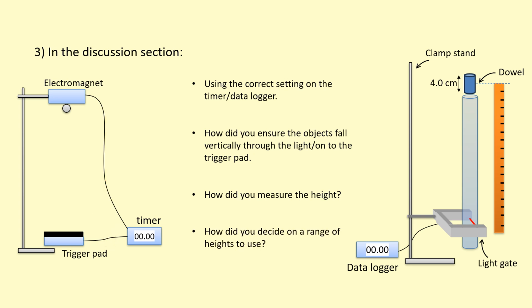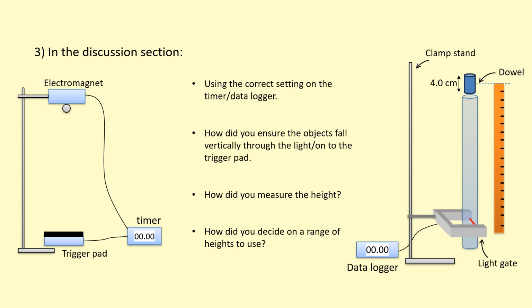Finally, you want to discuss how you decided on the range of heights to use during this practical. So you can't use really large heights. For example, you can't use heights larger than 1 meter, because in that case, the ball is going to accelerate to a higher velocity, and that means there's going to be more air resistance on it. And if there's more air resistance, that's going to affect the acceleration due to gravity that you will determine later on in the practical. So you can't use very large heights.